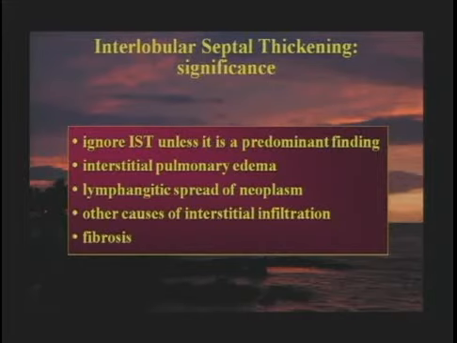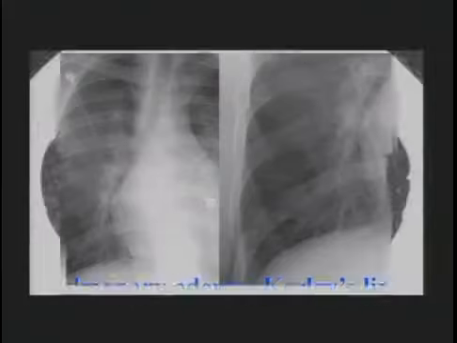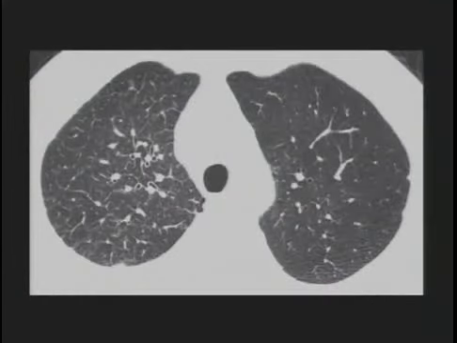Patients who have diffuse lung fibrosis can show interlobular septal thickening, but it is characteristically irregular in contour, and usually we have other findings of fibrosis that we rely on to make the diagnosis. This is simply a chest film in a patient who has pulmonary edema, and you can see Kerley B lines. Kerley B lines are the plain radiographic correlate of interlobular septal thickening as we see it on high-res CT.